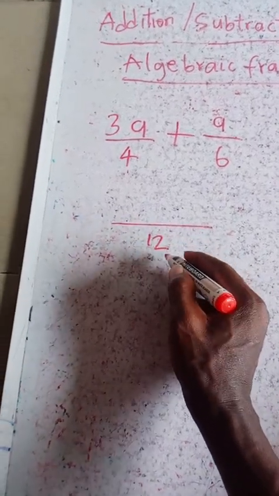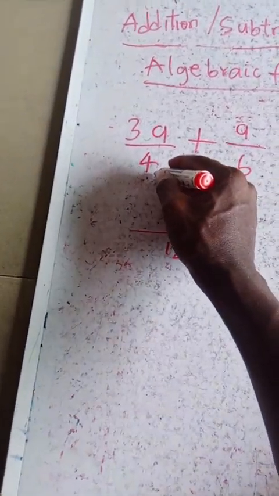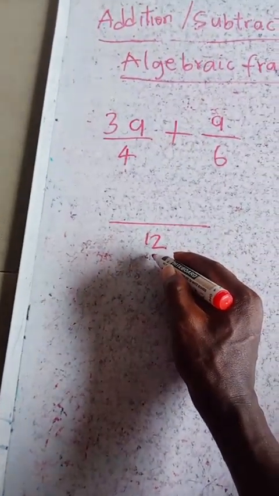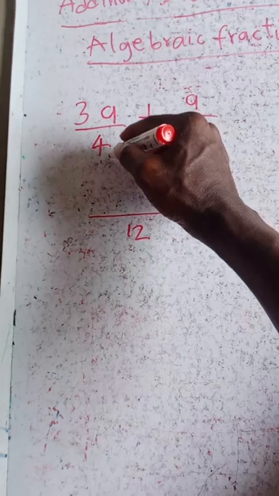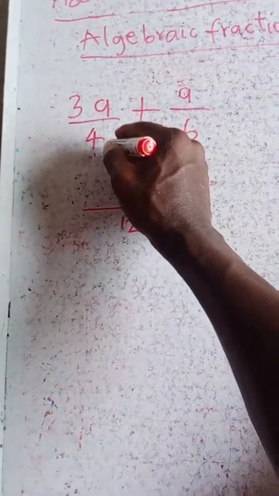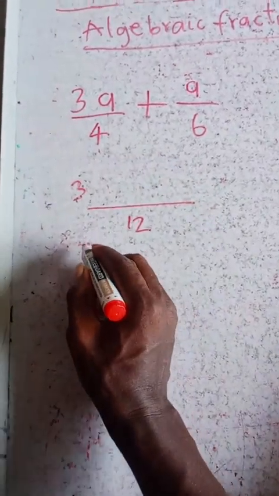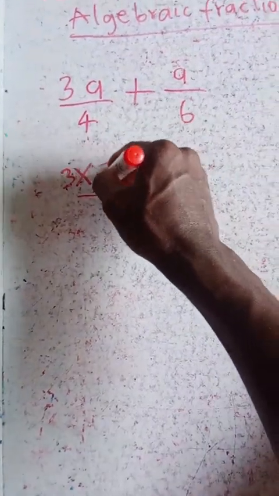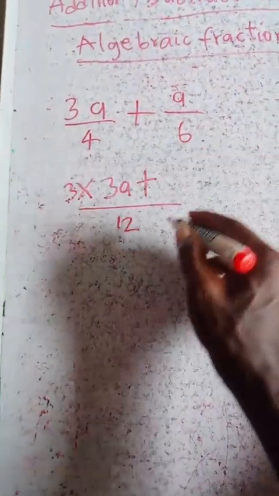So you rule a line under the fraction and write down the LCM, which is 12. The next thing you do is use the LCM to divide the denominator, and then use the result to multiply the numerator. 12 divided by 4 is 3, so you write down 3 times the numerator, which is 3a. Then plus, you do the same thing again.